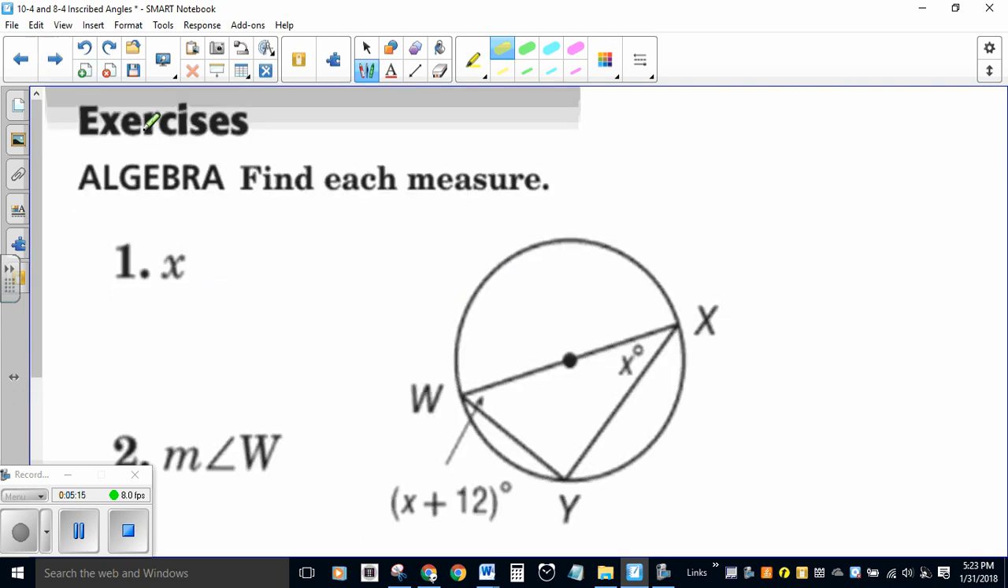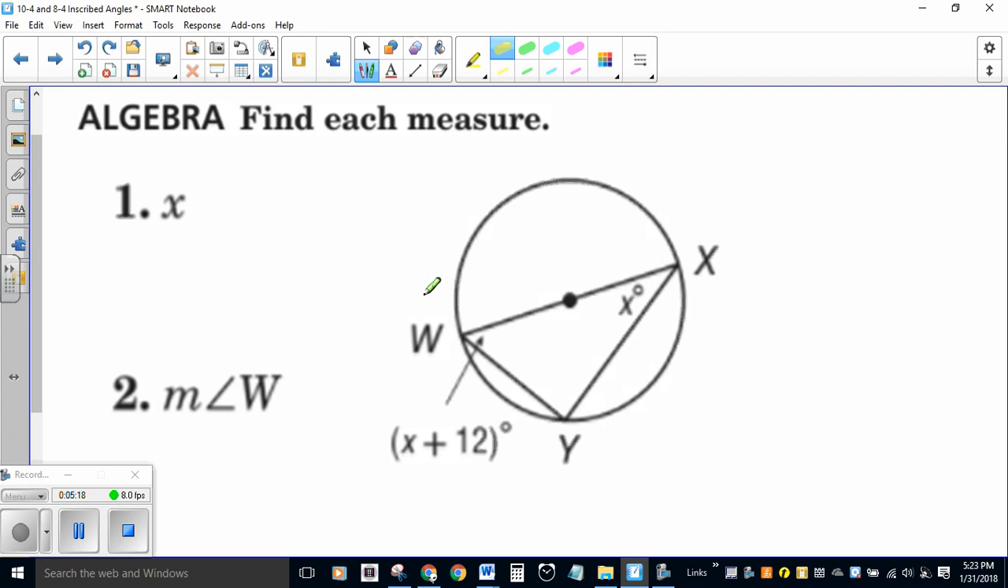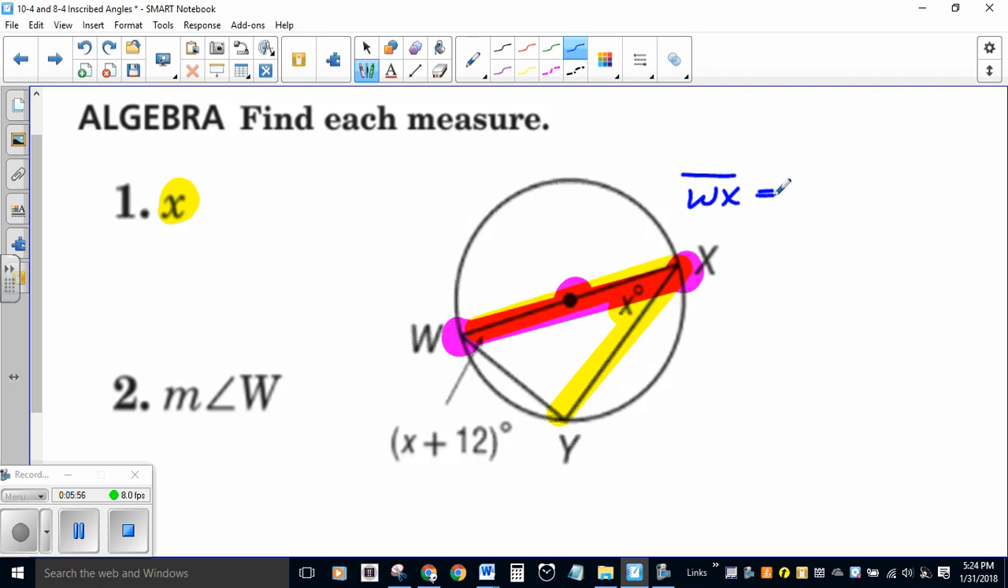Okay, so if we look at the problem, like on number 1, it says find x. There's x. It's part of this angle right here. Now, we have a triangle, this triangle right here. Since from point W across to point X, it goes straight through the middle of the circle, or the center of the circle, then we call that line segment WX a diameter.